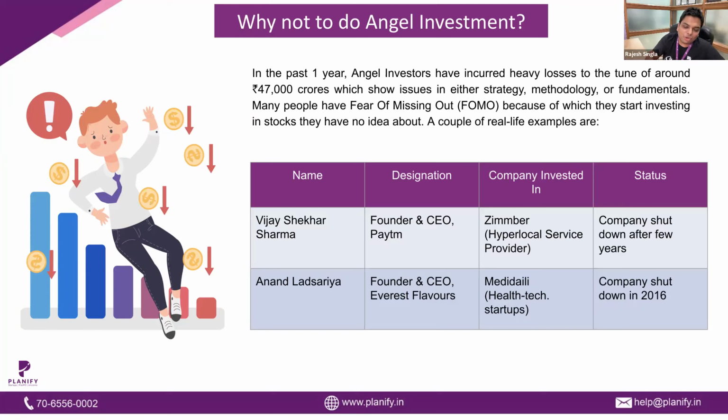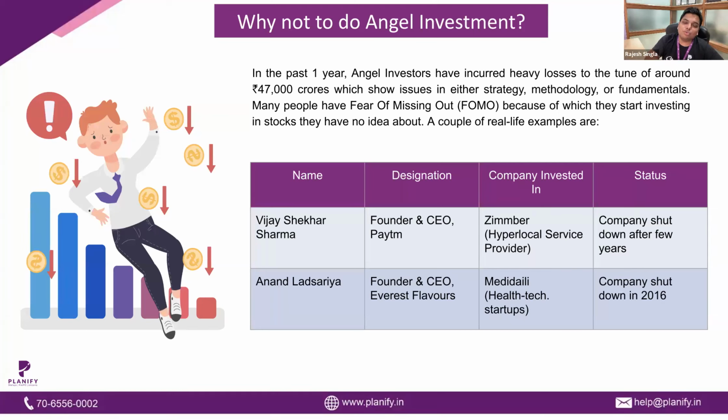So I have again taken a few examples. I can basically jot down more than 20 examples here. Like Vijay Shekhar Sharma, he has invested a good amount of money in Zimber, and the company shut down. Even Ananda Lasaria, these are well-known investors, and he invested in Madaili, and the company shut down in 2016. Looking at the other side of it, in 2022, angel investors lost more than $5.7 billion, which is close to 47,000 crores. In the last year itself, investors have lost more than $3 billion. Even if I assume $1 to be 80 rupees, although it's now 84, this $3 billion is equivalent to 24,000 crores.